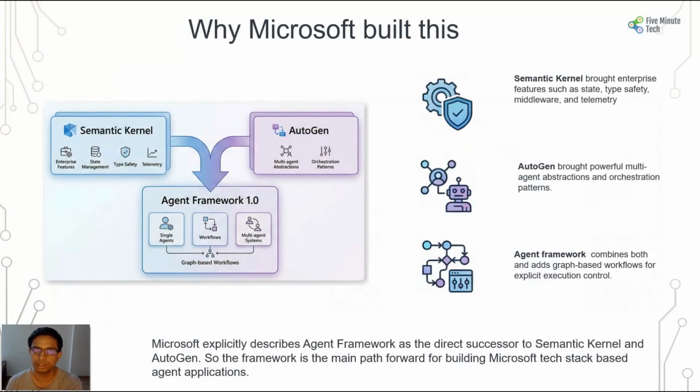The system is built, as we talked about, around Semantic Kernel, which brings in enterprise features such as state, type safety, middleware, and telemetry. AutoGen, as you know, brings in powerful multi-agent abstraction and orchestration patterns. The Agent Framework combines both of these and adds graph-based workflows for explicit execution control. So Microsoft explicitly describes Agent Framework as a direct successor to Semantic Kernel and AutoGen. The framework is the main path forward for building Microsoft tech stack based agentic applications.